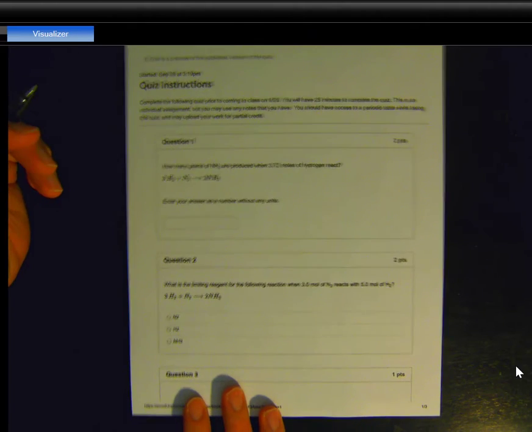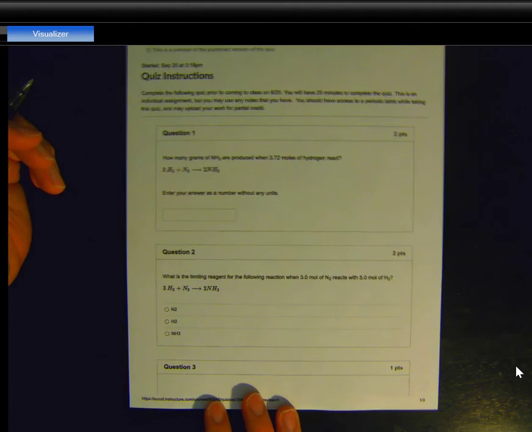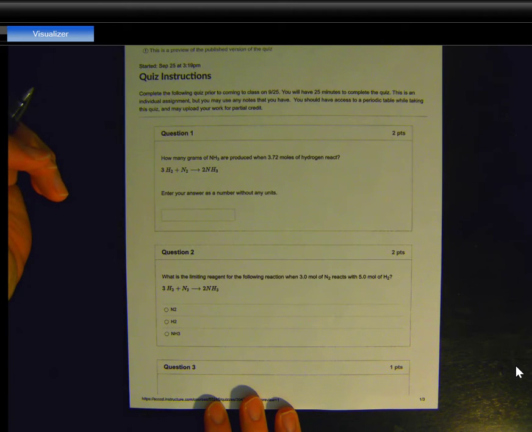One thing I do want to say as we get started on this, some of these questions might not have exactly the same numbers as you saw on your quiz. So just be aware of that. There might be a slight difference, so the numerical number could be different, but the process should be exactly the same.